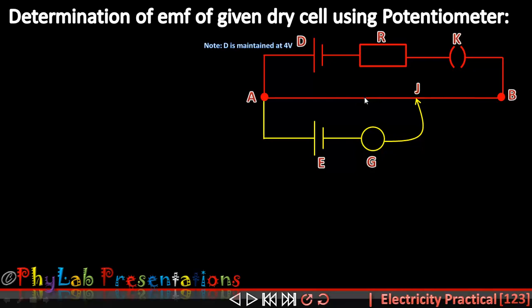Now friends, this technique of placing the jockey at different positions on the potentiometer wire to get a null position is often referred to in physics as the trial and error technique. Friends, we are going to make a proper video in the lab on how we are going to take the readings. Just wait, we are going to put up that video also in the coming sessions.